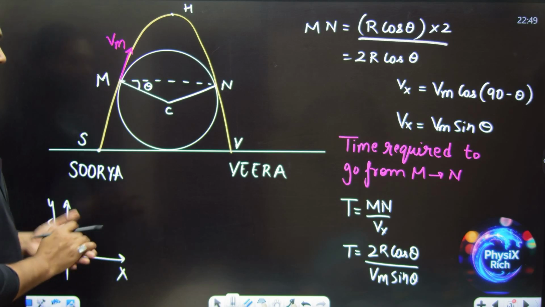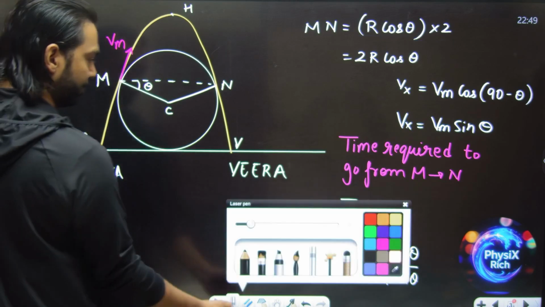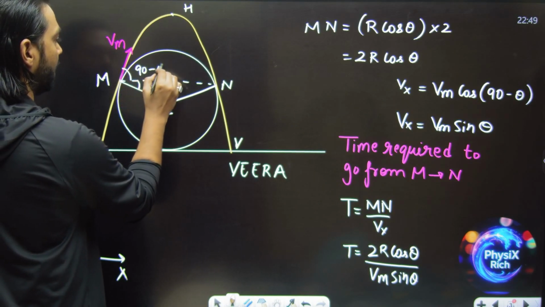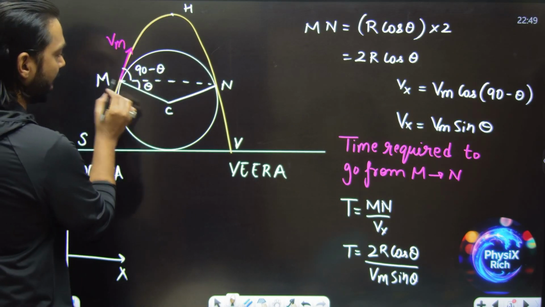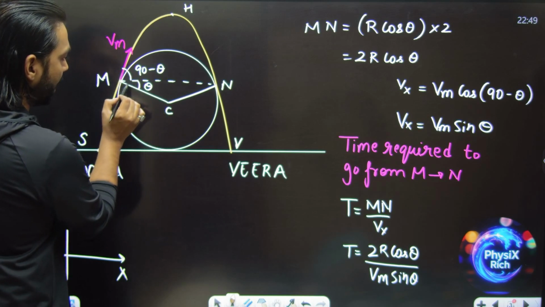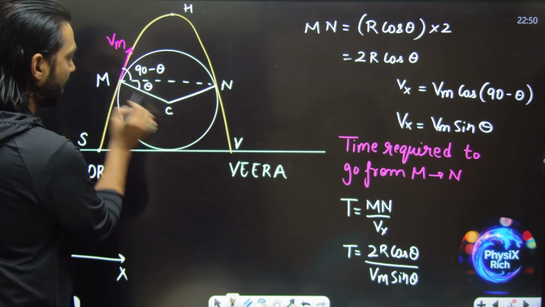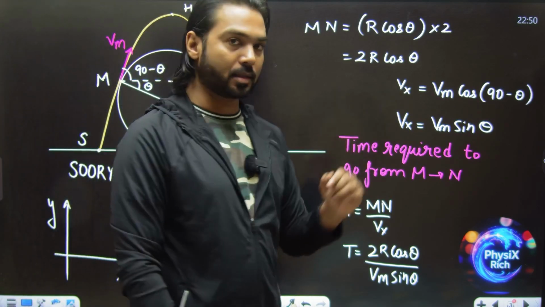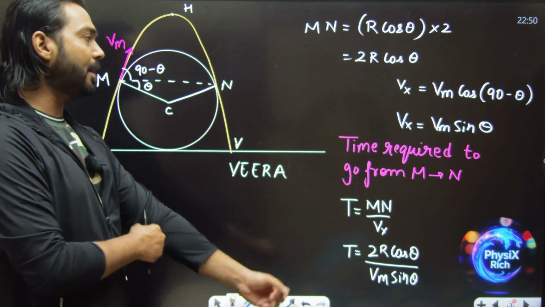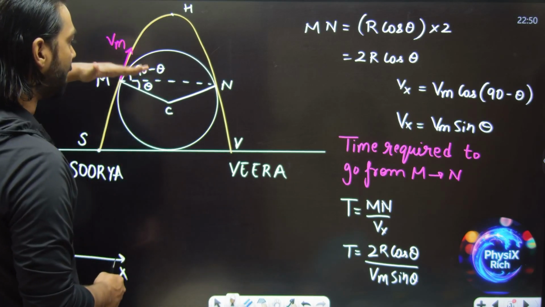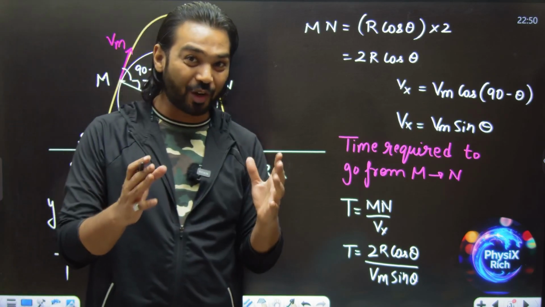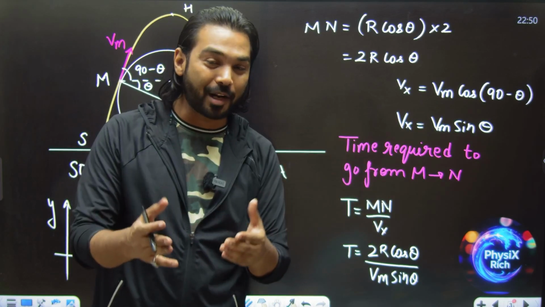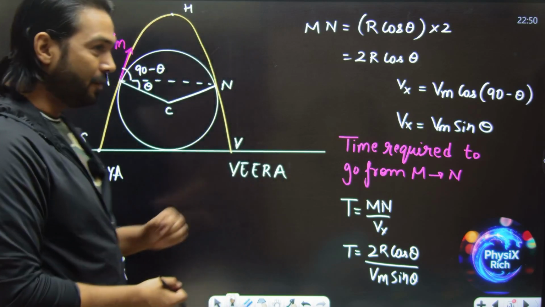Very importantly, this angle is going to be 90 minus theta, because the velocity Vm is tangential to this radius. This angle is 90 and I have assumed the angle between MN and this radius to be theta. So this angle is going to be 90 minus theta. What is Vx? Students, Vx is the x component of Vm at this point. It's the horizontal velocity which does not change throughout the projectile. We are very well aware of this from part 1 and part 2 of the Soorya Veera problem. Okay, we have discussed this in detail.